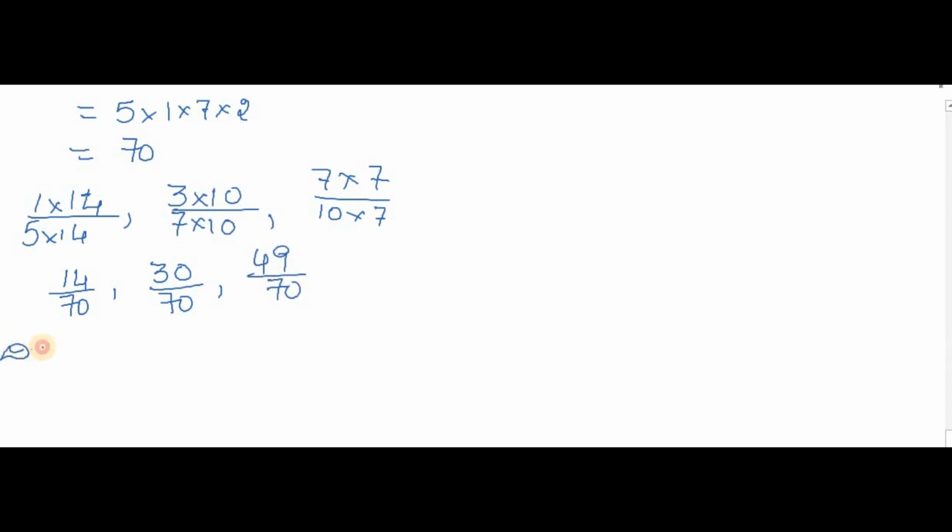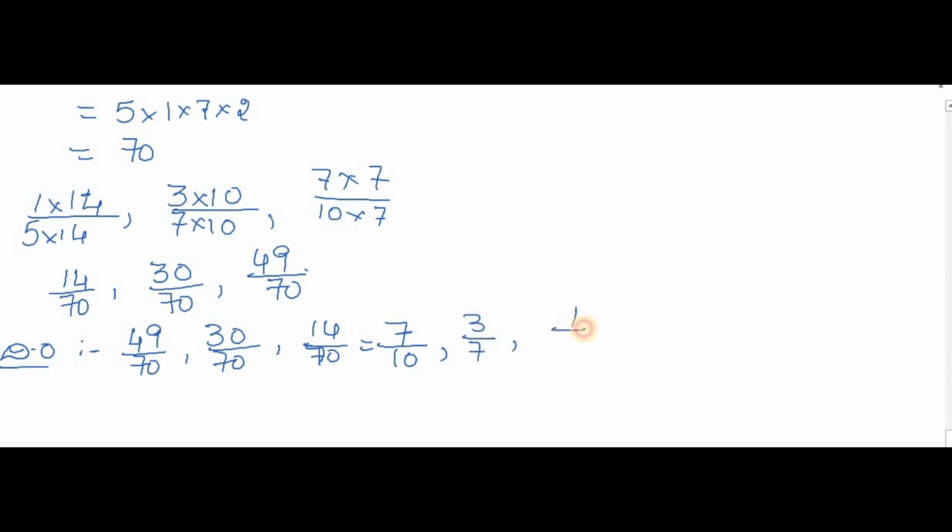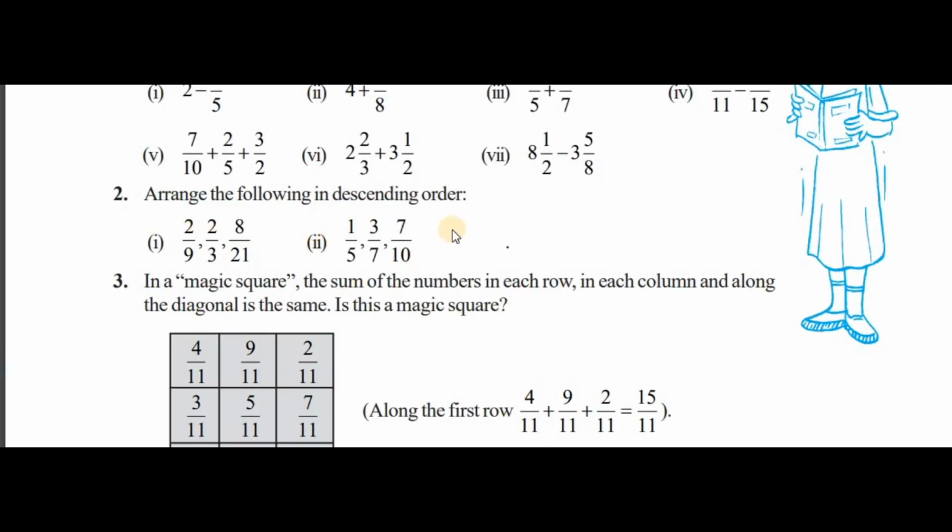Now my denominators are the same, so I can go for descending order, meaning bigger number to smaller number. 49 by 70, next 30 by 70, and then the last 14 by 70. Now according to the question, the first is 7 by 10, the next is 3 by 7, and the remaining one is 1 by 5. That's what is given for you in the textbook. So we completed this question.